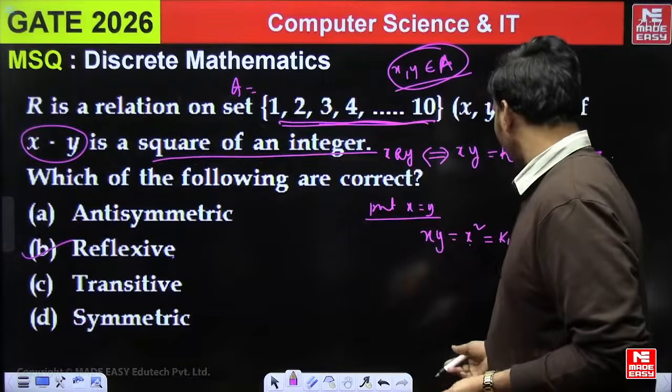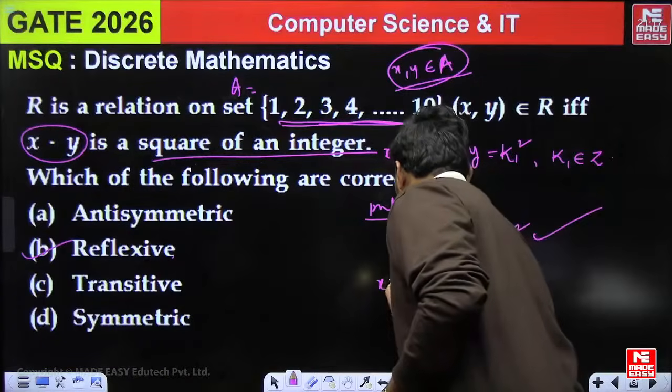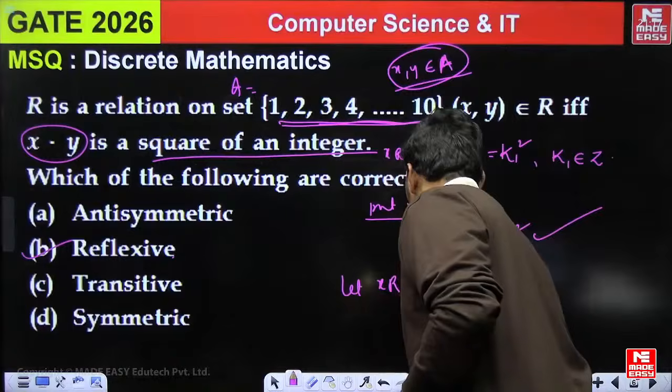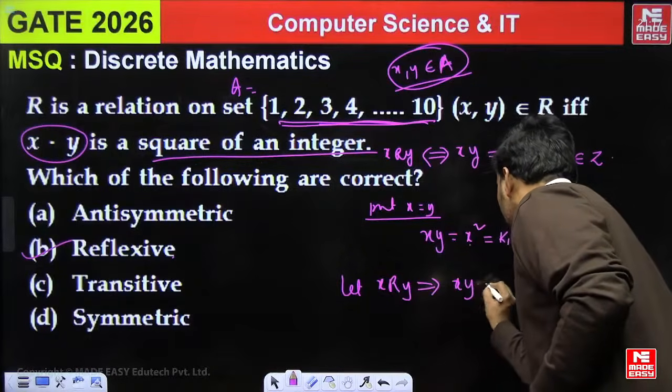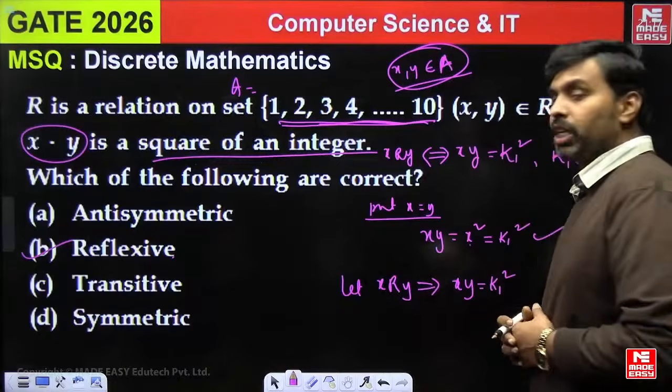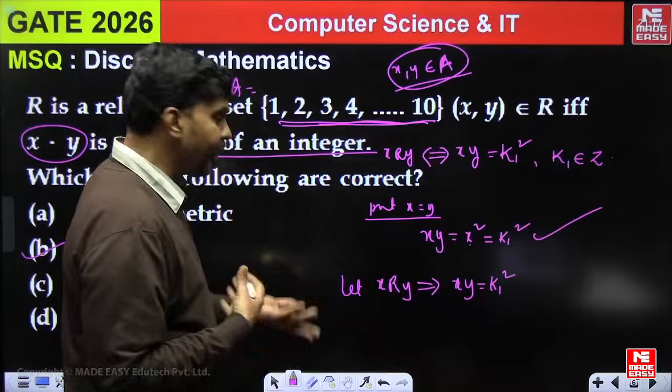Then next, for symmetric, what does it mean? Let x be related to y. This implies that xy is equal to k1 square, here, right. And then we need to prove that y is related to x.